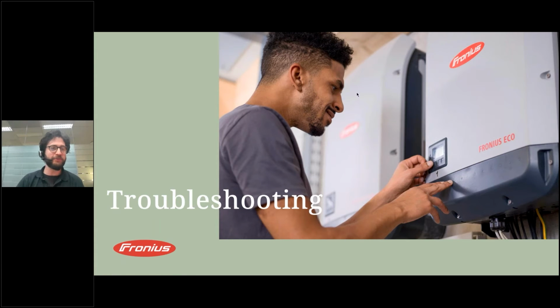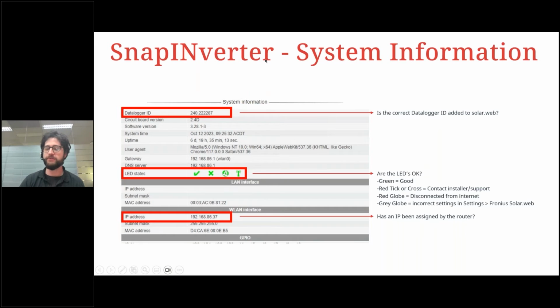All right, we'll start with troubleshooting. So the first stage of this is for the SnapINverter. You mentioned earlier about the system information page. There's quite a few points on this page which can help us diagnose what the actual issue is. The first one I'd point to is the top row, which has the data logger ID. You just want to make sure that this is correct with what you're adding to on SolarWeb, that it's not, say, missing a digit or a digit is incorrect.